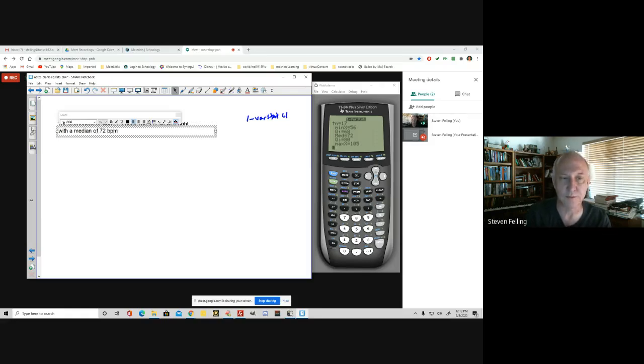Always use units if possible. Okay, so now we've addressed the shape as well as the center of this distribution in our description. Right, next we're going to have to talk about the measure of spread, right?